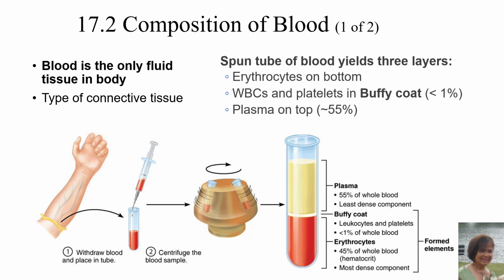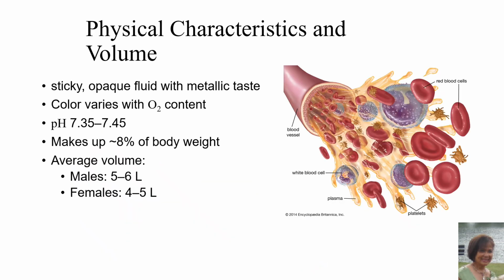Let's take a look at more of its physical characteristics as well as volume. Blood is a sticky and opaque fluid with a metallic taste. Color varies with its oxygen content. A high oxygen content would show a very bright red or scarlet blood, and a low oxygen content would show a dark red, almost brown blood.